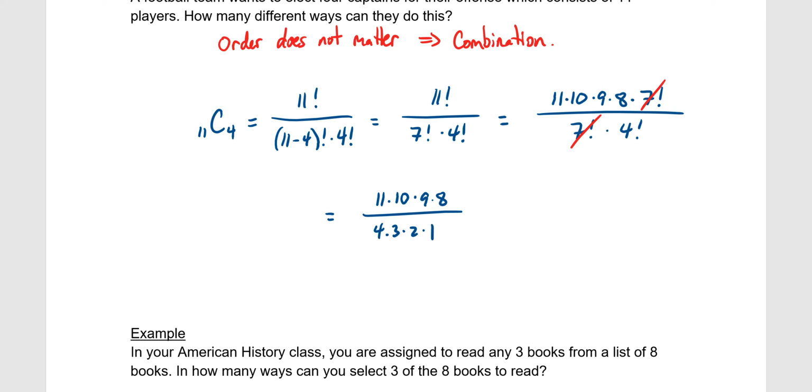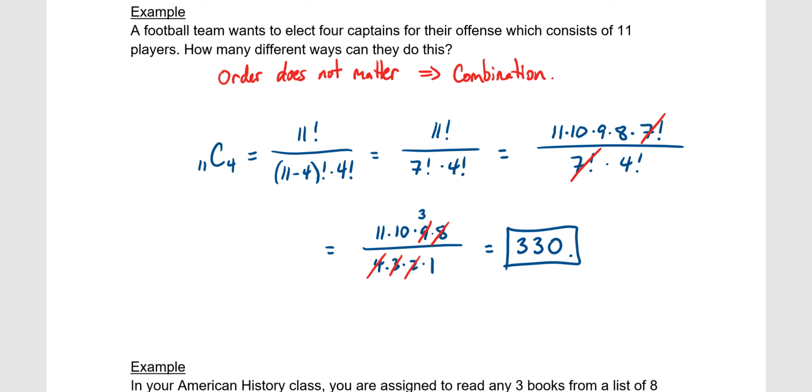And for this right here, I'm going to cancel, so I don't have to write it out again. 4 times 2 equals 8. So 8 in the denominator cancels with 8 in the numerator. And then 9 divided by 3 equals 3. So we were left with 11 times 10 times 3 divided by 1, which obviously isn't going to affect it at all. 11 times 10 times 3 gives us 330. So there's going to be 330 different ways to choose 4 objects from 11 objects. In this case, football players.